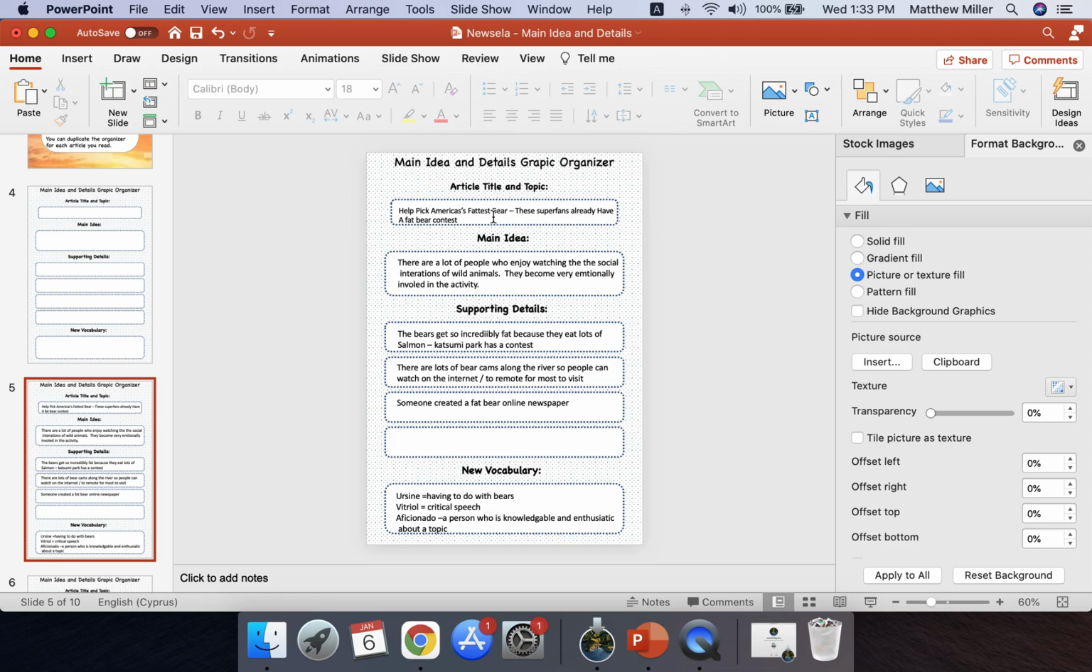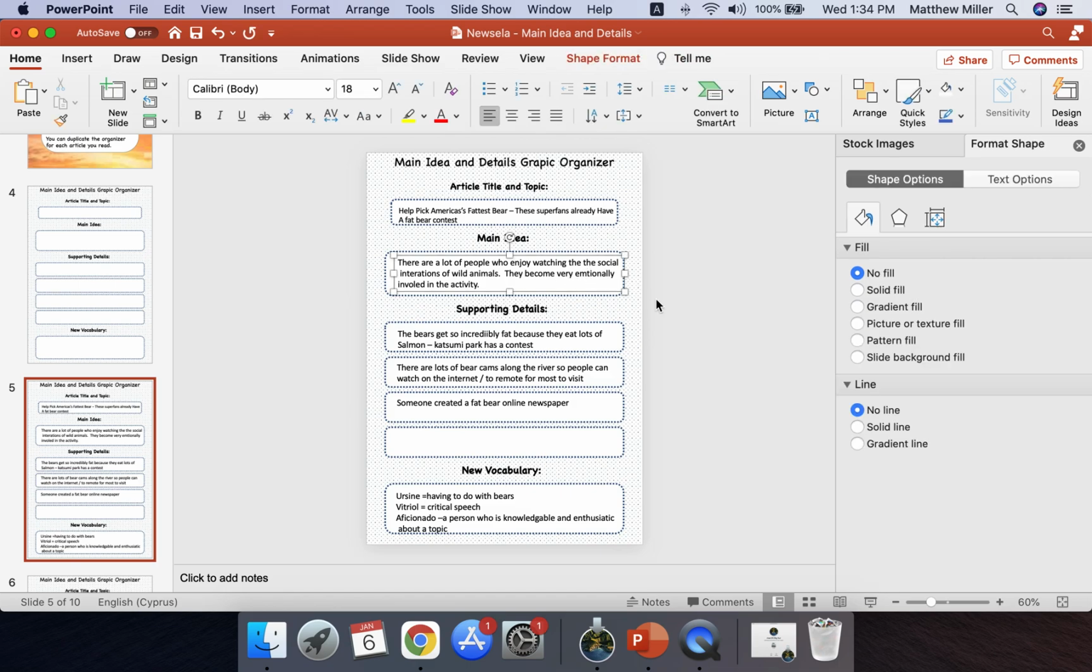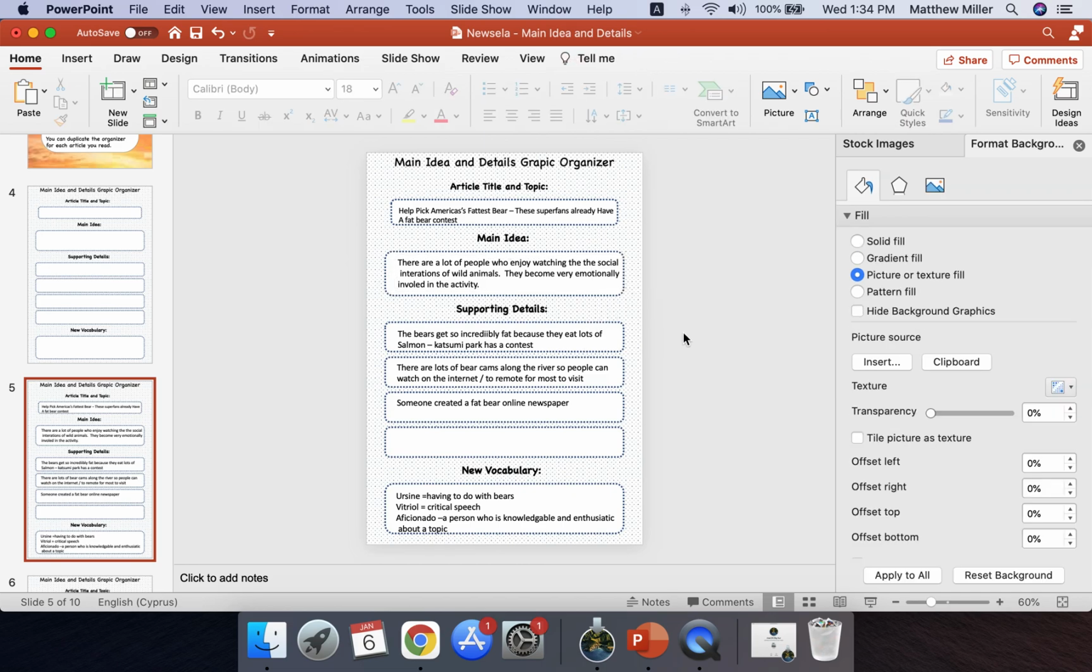The title is "Help Pick Americans' These Superfans Already Have," but really, you ask yourself the question, is the article about the bears or is the article about the people? And it seems to me it's more about the people emotionally.